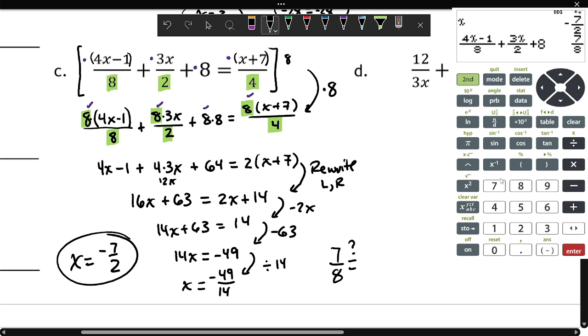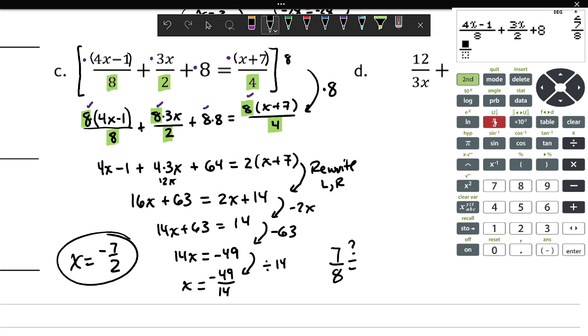So I'm going to verify that. I'm going to go ahead and grab a fraction and enter the right-hand side. You can see on screen it is x plus 7, I've got x plus 7 over 4. And when I press enter, it says, yeah, that's also 7/8.